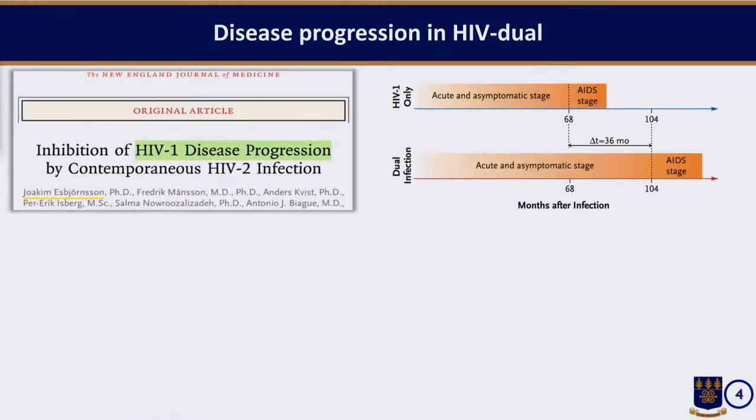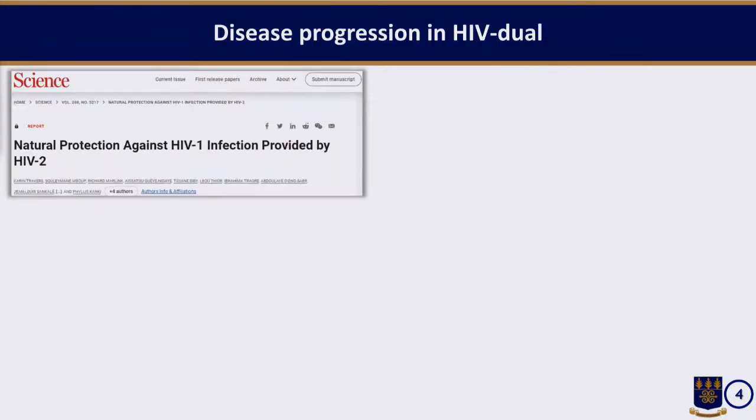So when we talk about co-circulation of both HIV type 1 as well as HIV type 2, there is a concept of dual infection, which means that individuals are infected with both type 1 and type 2 at the same time. And there are studies that have shown that these individuals are likely to have a natural protection against acquiring super reinfection with HIV type 1.